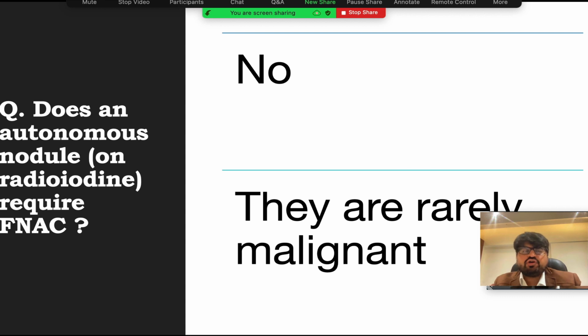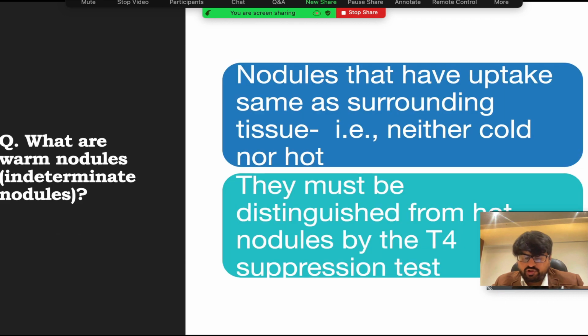So are autonomous nodules, or nodules which are hot, malignant? Like I said, if you have a hot nodule on a radioactive iodine scan, generally they are not malignant. The risk of malignancy is very low. It is less than 0.1%. So generally, you need not worry too much about hot nodules.